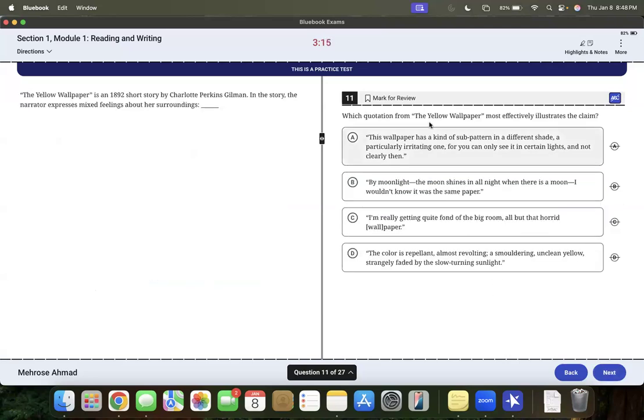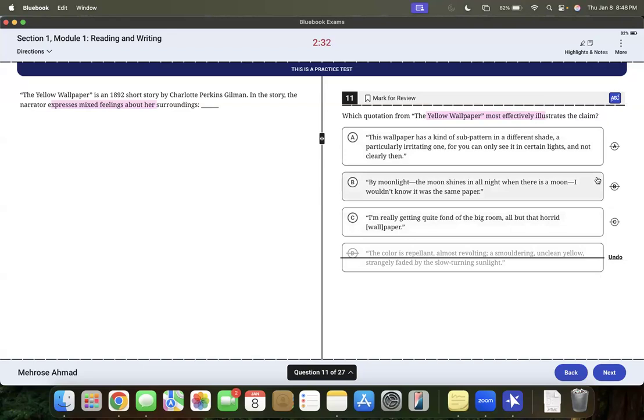Okay. Which quote from the Yellow Wallpaper most effectively illustrates this claim? The Yellow Wallpaper, 1892 short story. In the story, the narrator expresses mixed feelings about her surroundings. All right. The quote that most effectively shows this has to talk about mixed feelings. So let's see. D, color is repellent and revolting, smoldering, unclean yellow, strangely faded. This sounds negative overall. Repellent, revolting, unclean, all negative words. I'm getting quite fond of the big room, all but that horrid wallpaper. Okay, this is kind of mixed feelings. She likes the room, but she doesn't like the wallpaper.